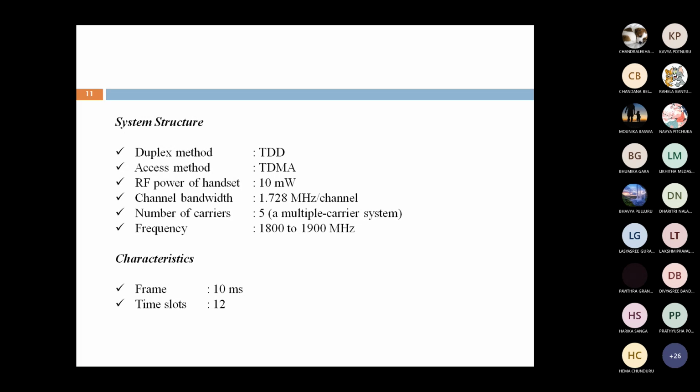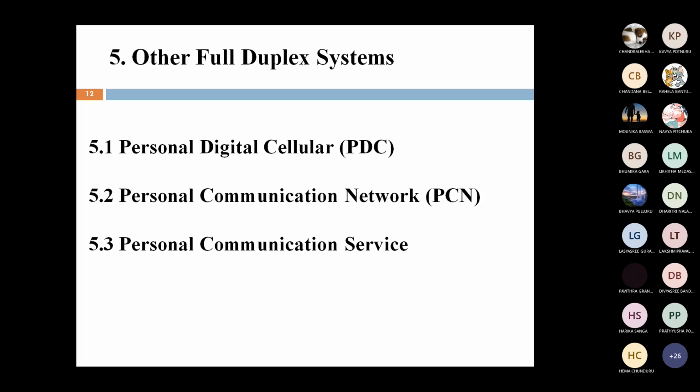Another characteristic of DECT is that the frame duration is 10 milliseconds, with 12 time slots. This is about the system structure and characteristics of DECT.